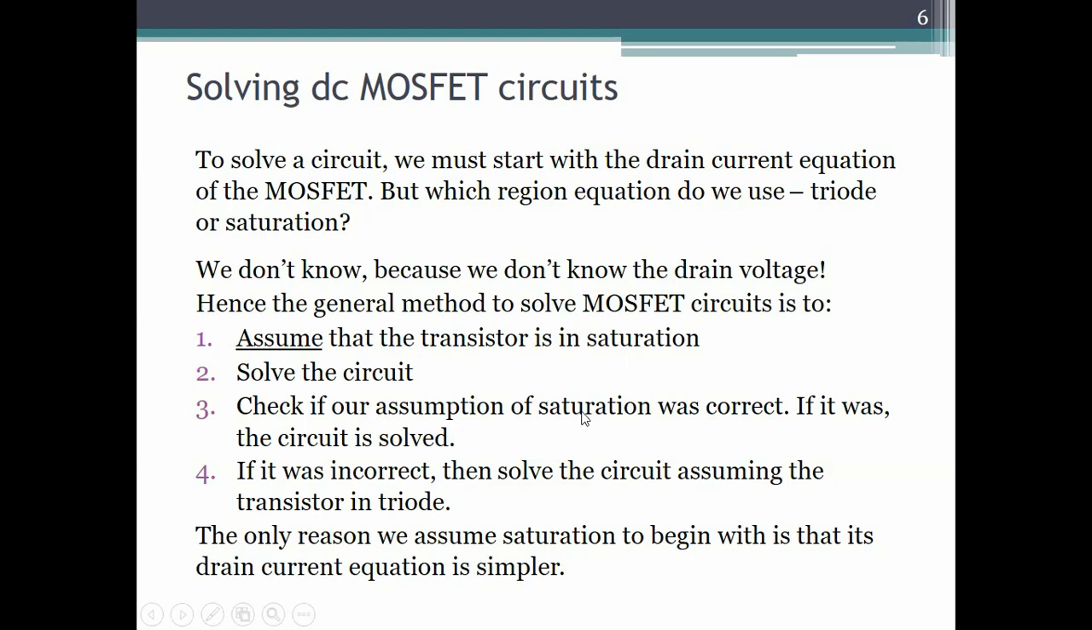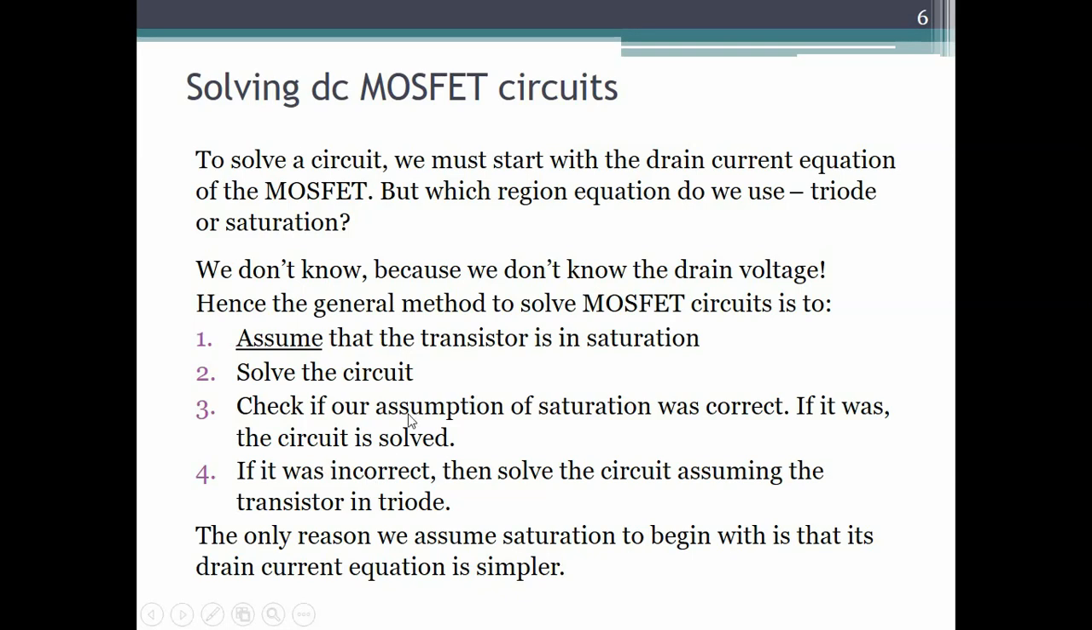If it is in saturation, we have solved the circuit. If it is not in saturation, we'll say, well, our assumption that it was in saturation was not correct, and then we'll solve the circuit again. So this is a process we'll follow. It's kind of iterative in some sense, because we don't know the region of operation, we'll make an assumption about the region, solve, and check the assumption. Checking is very important. We have to check whether the assumption is correct or not.